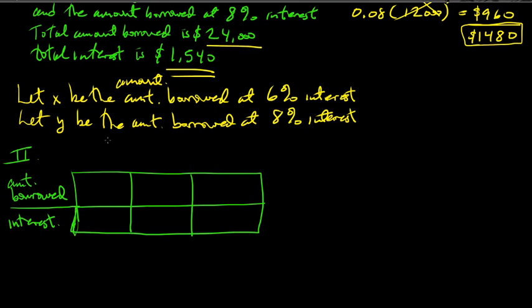All right, so we have two different loans, right? One we have to pay 6% interest, and the other we have to pay 8% interest. Right, so this is the amount of interest we pay, right? And then we have the total. So the amount borrowed at 6% interest, we're calling that X. The amount borrowed at 8% interest is Y. The total amount borrowed is 24,000.